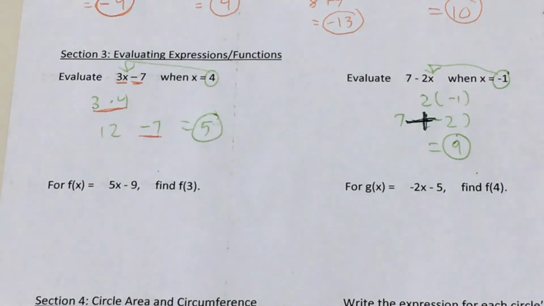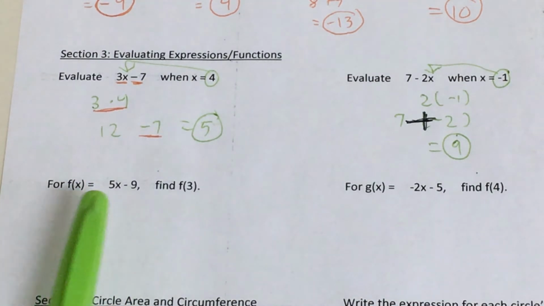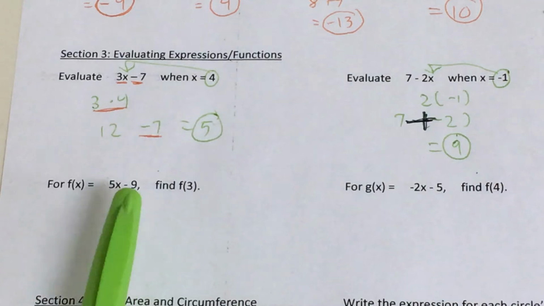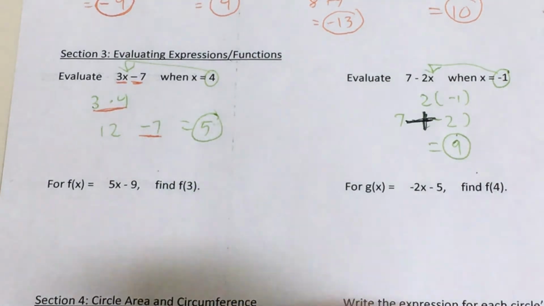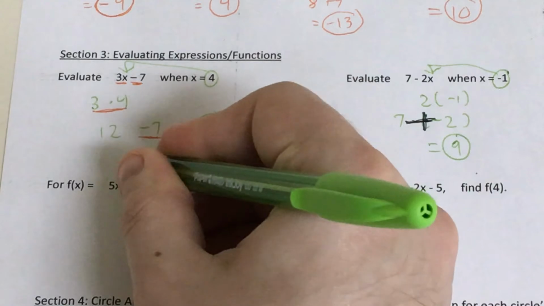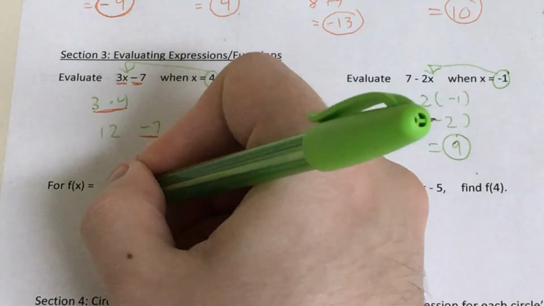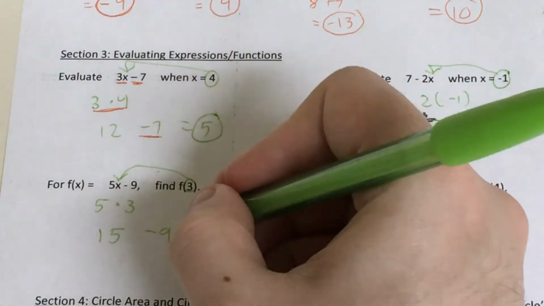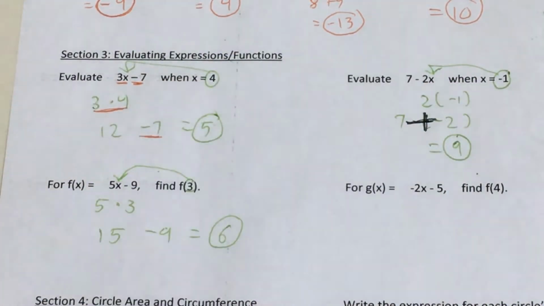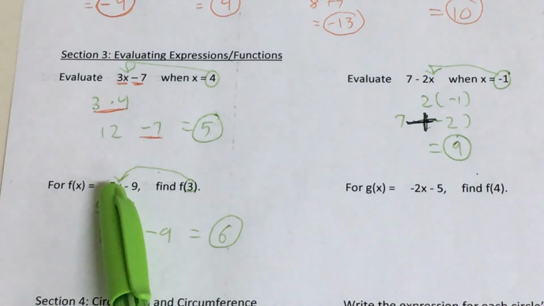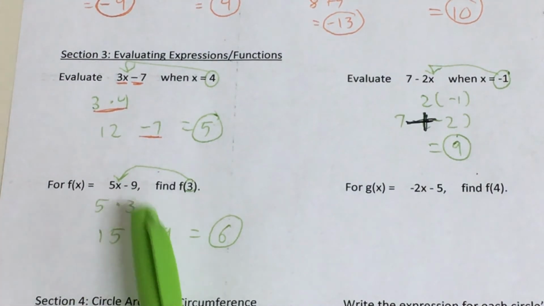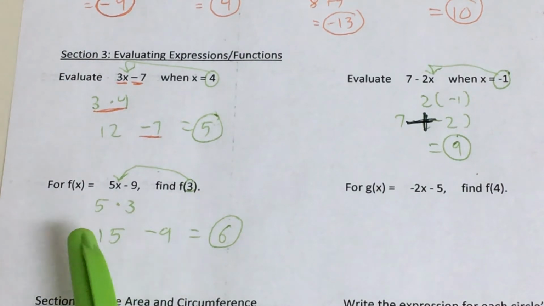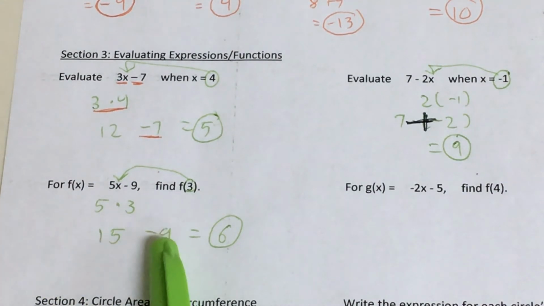Now these next 2 down here are the exact same idea. They just look a little bit different because they use what's called function notation. We have a function, f of x, equals 5x minus 9, and we're supposed to find f of 3. So this is the exact same idea. I'm going to take 3, plug it in for x. 5x becomes 5 times 3, becomes 15. Subtract 9 from that, and we get 6. Once again, we see 5x rewritten as 5 times 3. I brought down my minus 9, and we went from 5x minus 9 to 15 minus 9, which gave us 6.